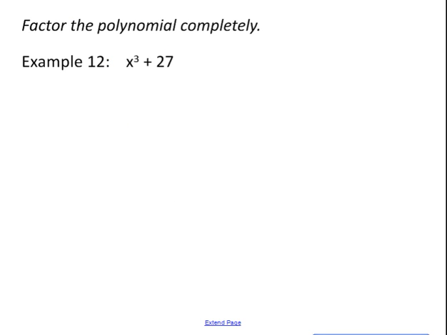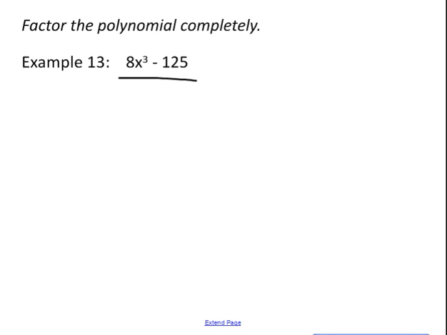Example 12, I'm going to have you do on your own. Let's take a look at example 13. We have 8x cubed minus 125. Neither one, we do not have a GCF, so we don't have to worry about that.